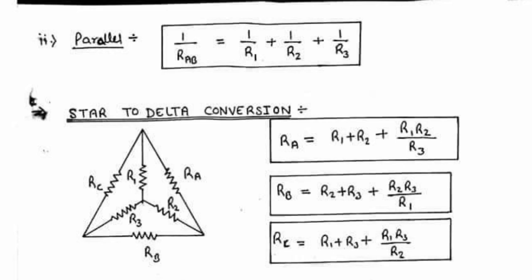Similarly, for RB, the resistances are R2 and R3: R2 plus R3 plus R2 R3 by R1, where R1 is the opposite resistance. Similarly RC equals R1 plus R3 plus R1 R3 by R2.